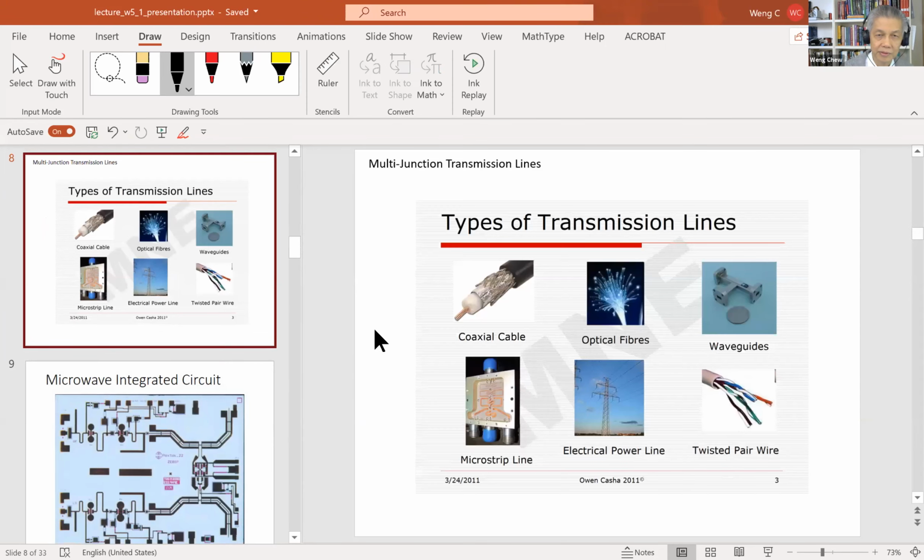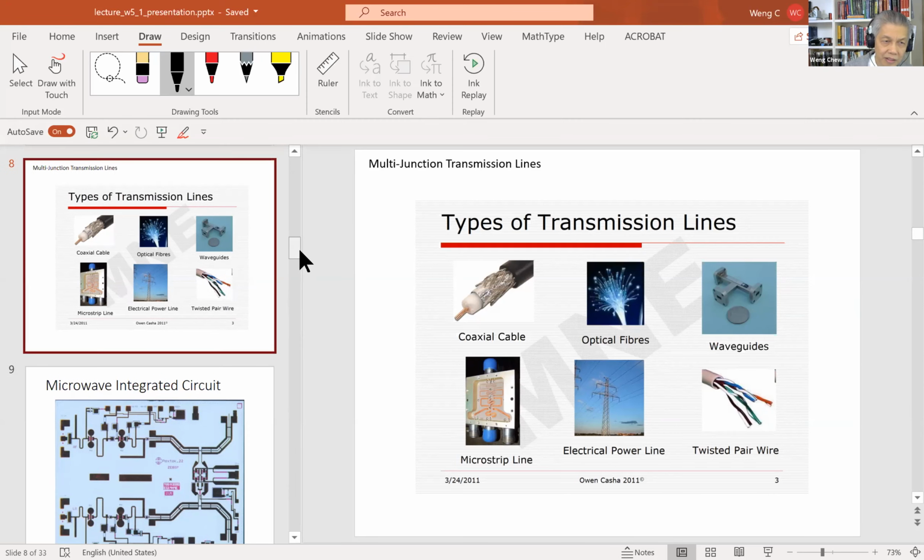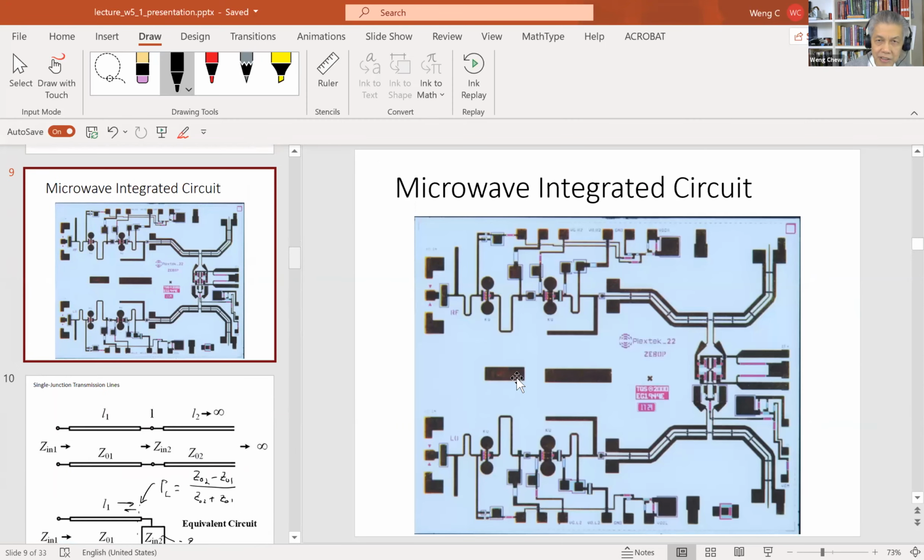So today I'd like to talk about multi-junction transmission lines. Transmission lines are actually very useful. The theory is very simple, but you can approximate a lot of things with transmission line theory, like a waveguide or twisted pair wire or even power lines, or whatever you see in microwave integrated circuits, even optical fibers and so on. You can approximate the physics of that with transmission lines. This is especially so in the microwave integrated circuit.